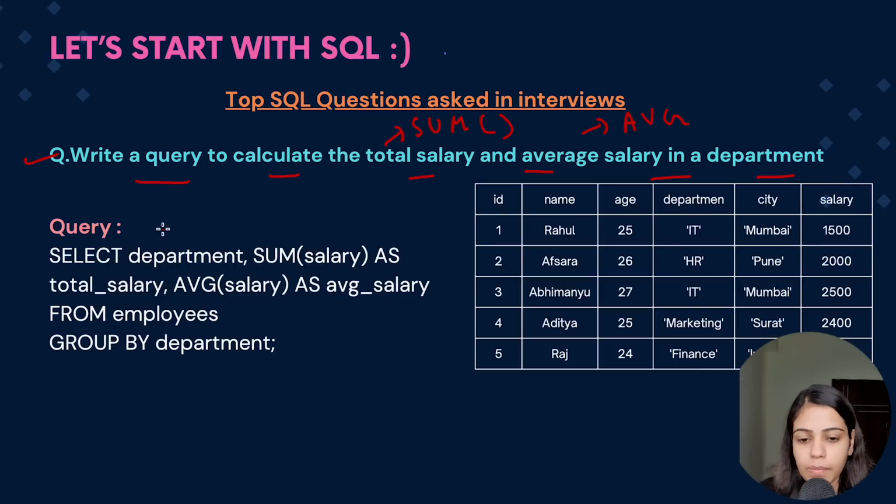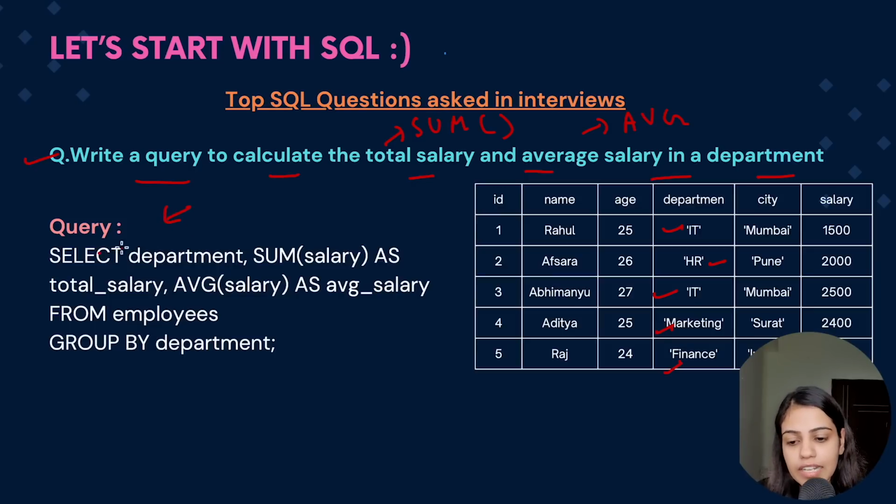So sum and average both give me only one value because they work on an aggregated set of data. Now here I want to find each department's total salary and average salary, and you can see that there are multiple departments: IT department, HR department, marketing and finance. So we need to group these departments as well. Let's see the query for the same.